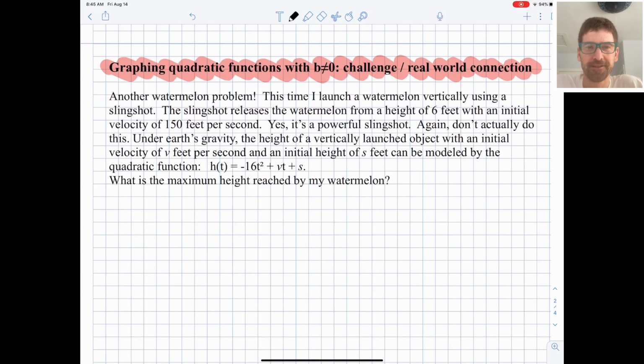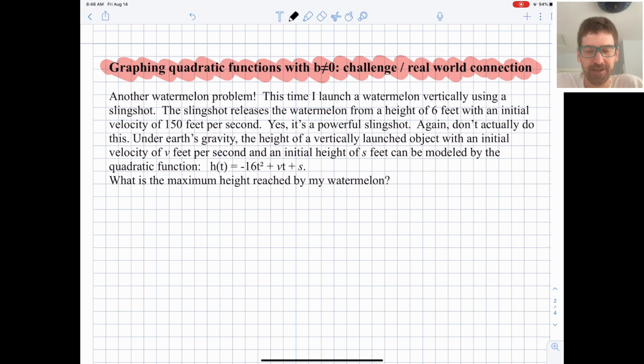All right, this is a challenge in a real-world connection problem in our work with parabolas and graphing quadratic functions. So here's the scenario. It's another watermelon problem, and again, don't do this at home, please. This time I launch a watermelon vertically using a slingshot. The slingshot releases the watermelon from a height of 6 feet with an initial velocity of 150 feet per second. So that's a crazy powerful slingshot.